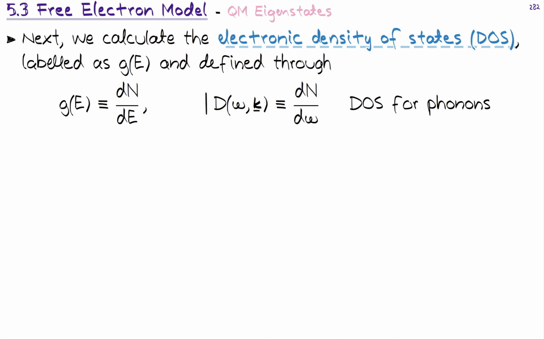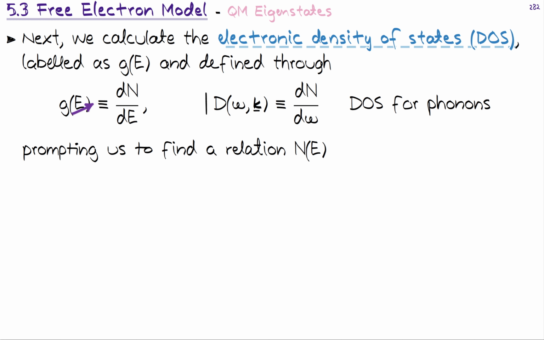And this definition for the density of states suggests that what we should do next is find a relation for our electron that gives us the number of electron states N as a function of energy, because then we can plug that into our definition, and then we can estimate the density of states.